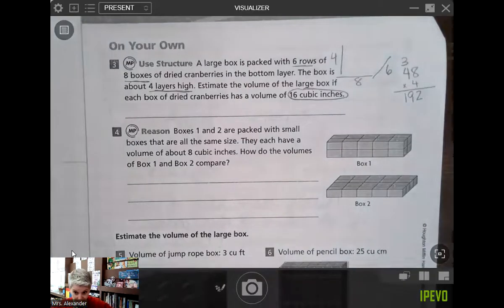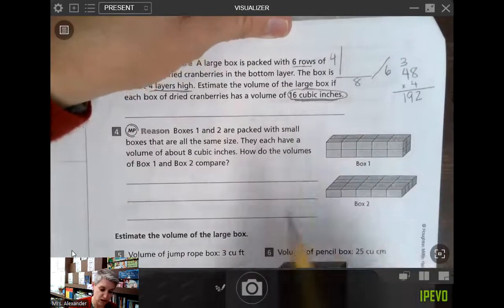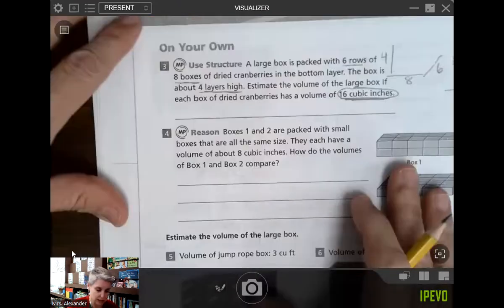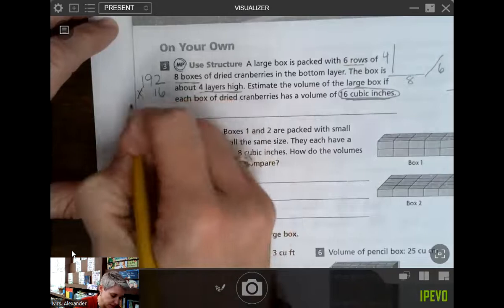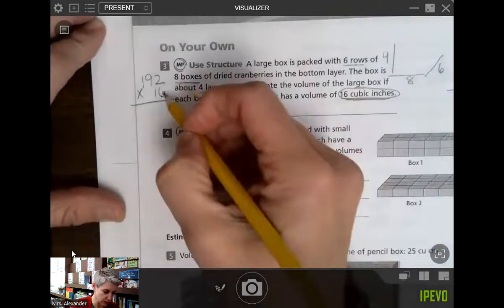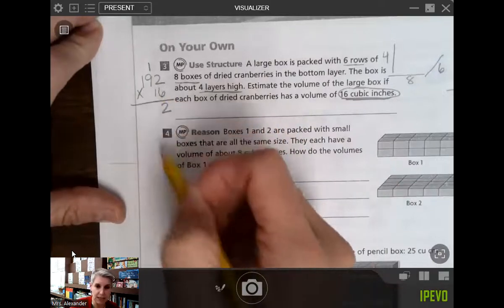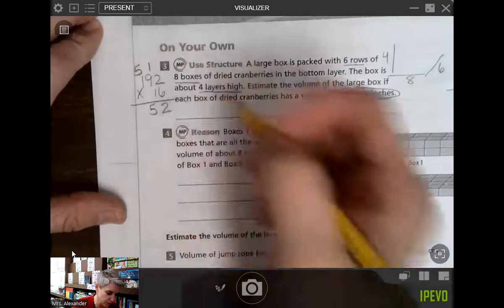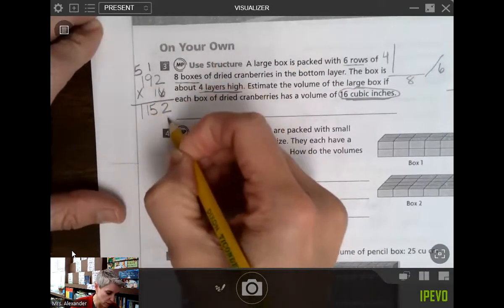Now we want to put those into a box. So we need to find how much volume we need for that box. So we're going to take that 192. I'm going to slide over here. 192 times 16. So I'm going to do that work. 6 times 2 is 12. Regroup. 6 times 9 is 54 plus 1 is 55. Regroup. 6 times 1 is 6 plus 5 is 11. We're done with our ones place.